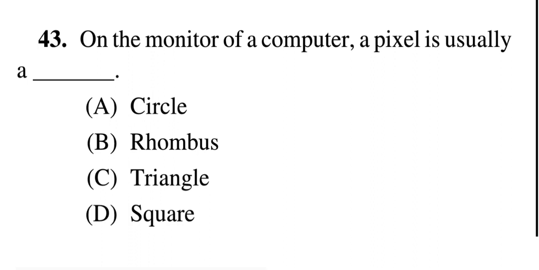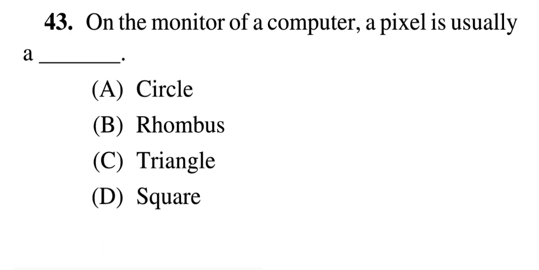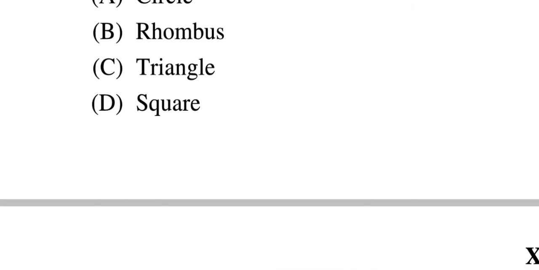Number 43 says, on the monitor of a computer, a pixel is usually a what? Circle, rhombus, triangle, square. The correct answer will be D, square. It is square.